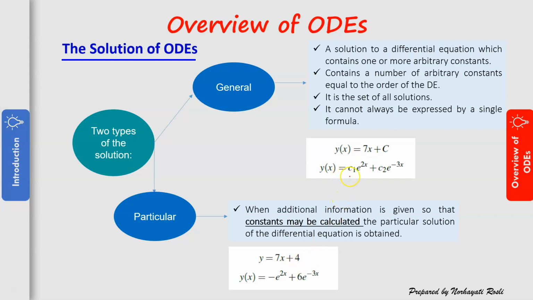And for the second one here, if you calculate c1, you get negative 1, and c2 you get equal to 6. And then the solution of this y(x), we can call it a particular solution.